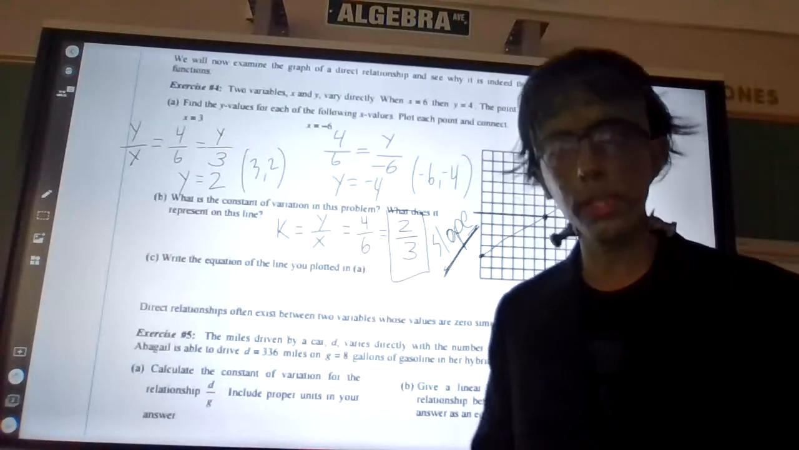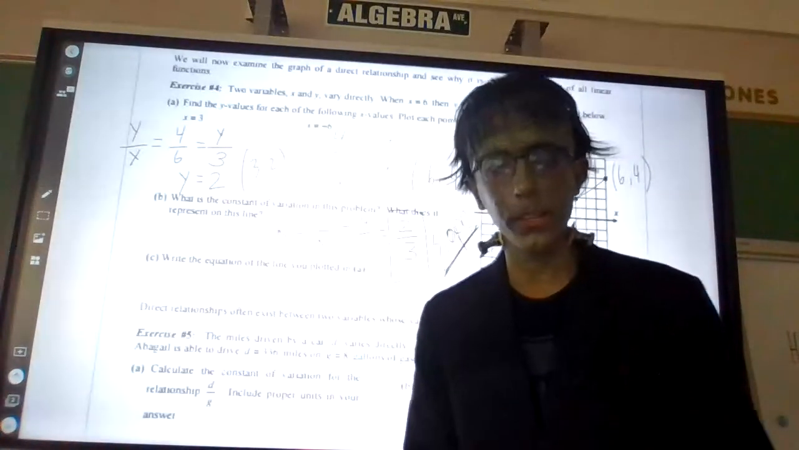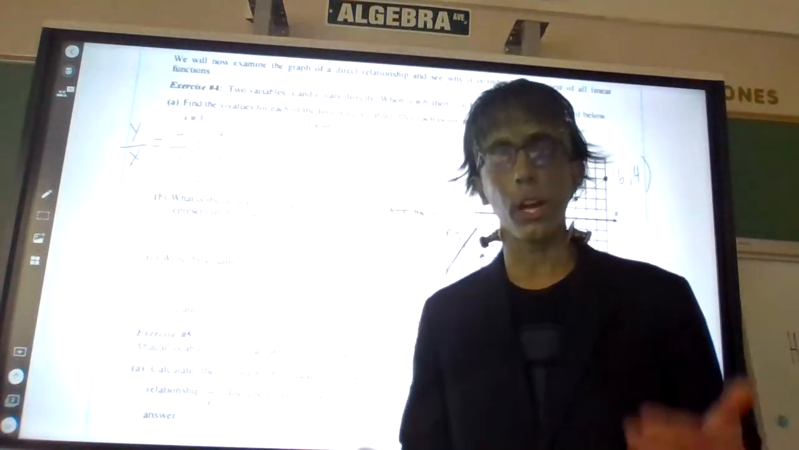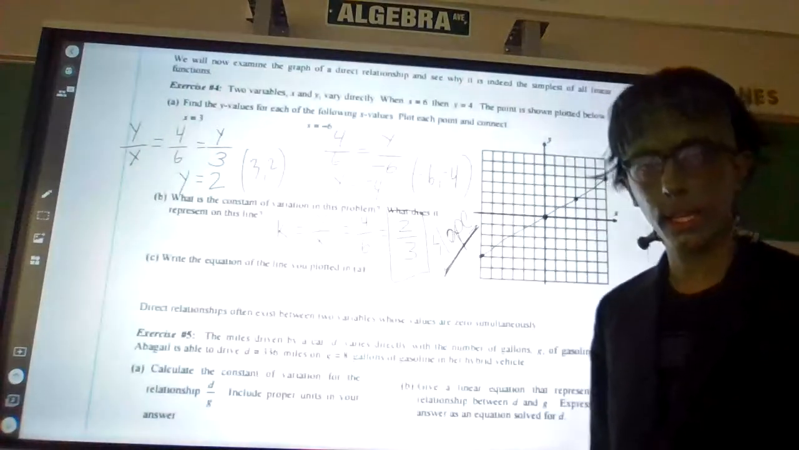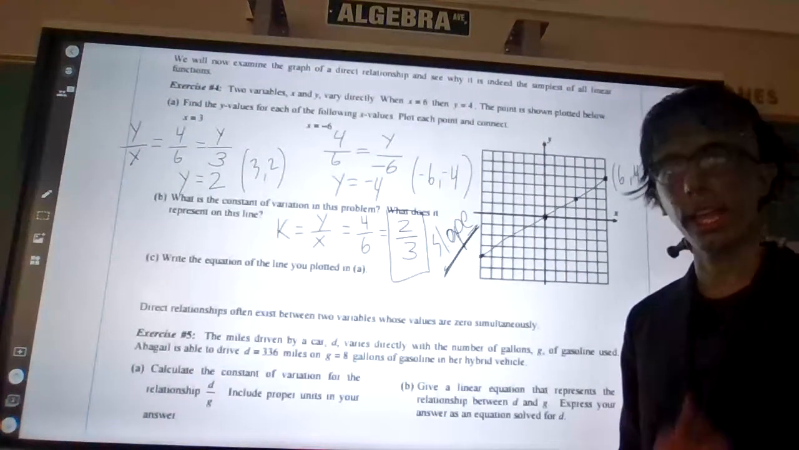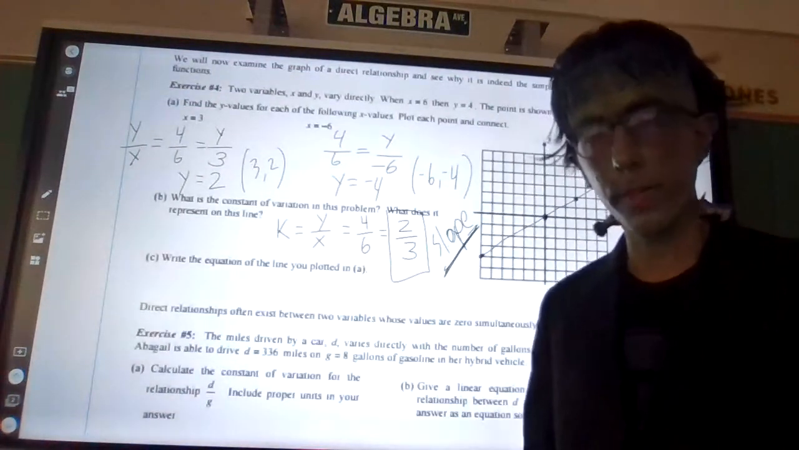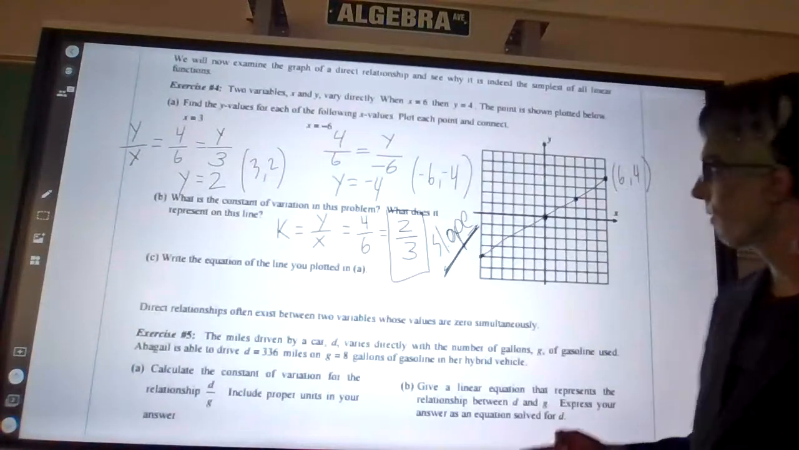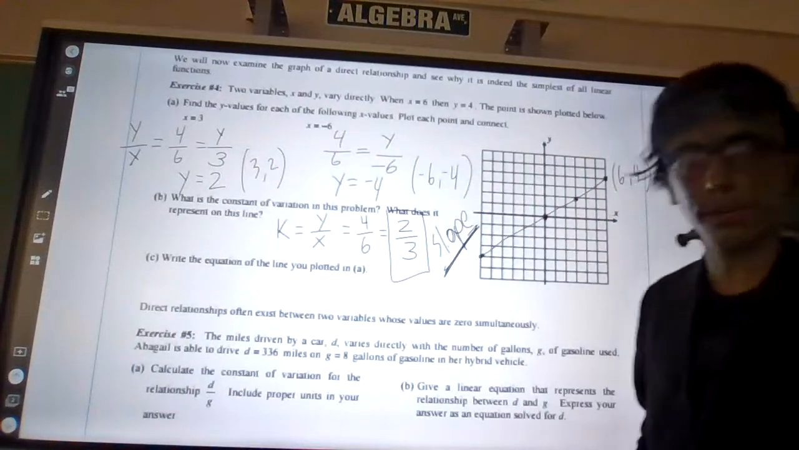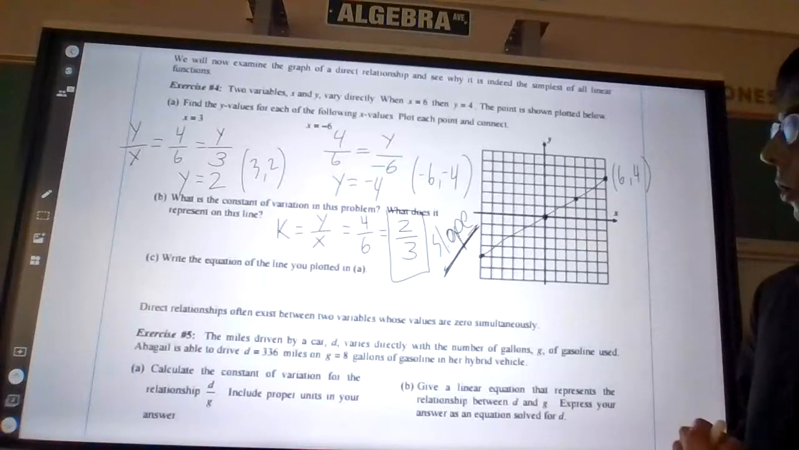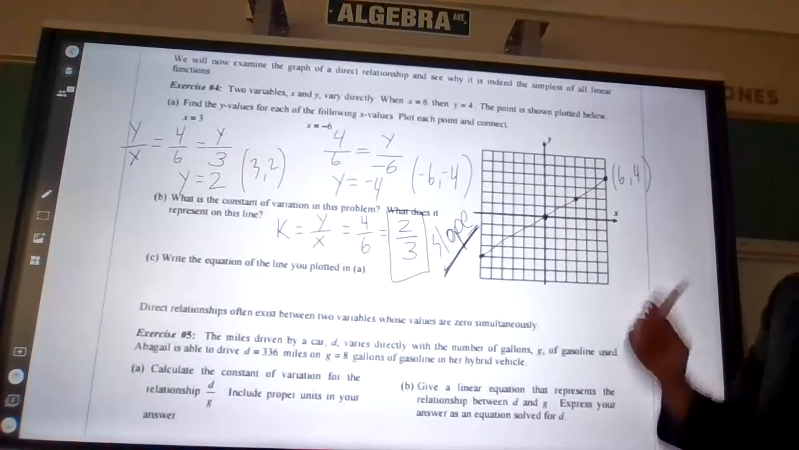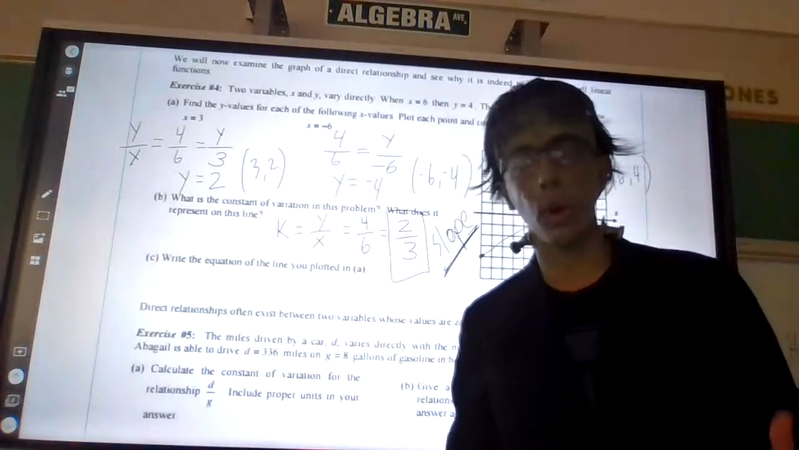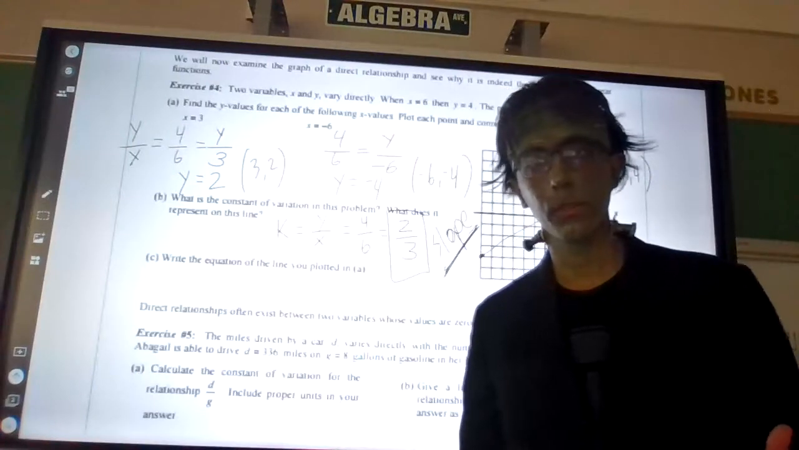That will always be true for a constant of variation when the variables are directly related. That constant of variation is the slope of the line. And when we're working with direct variation, that line goes through the origin, which is why this is the simplest of all linear functions.